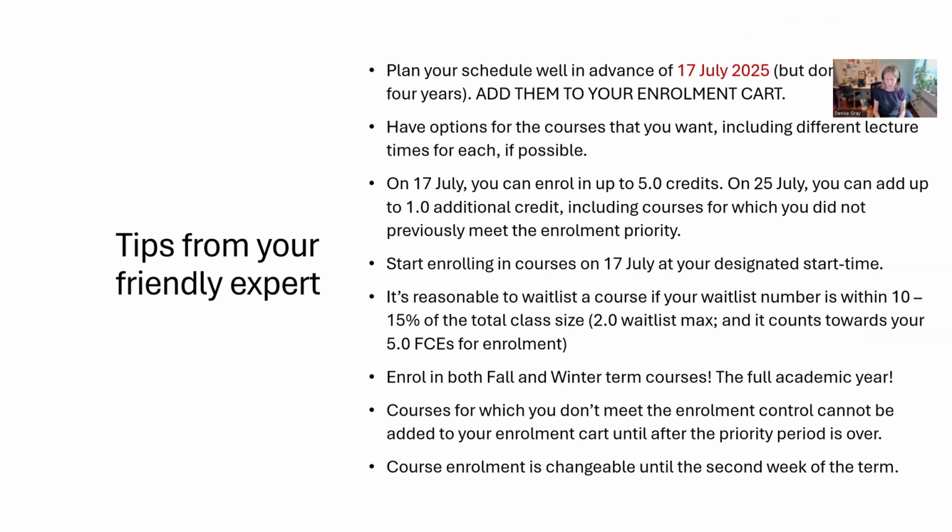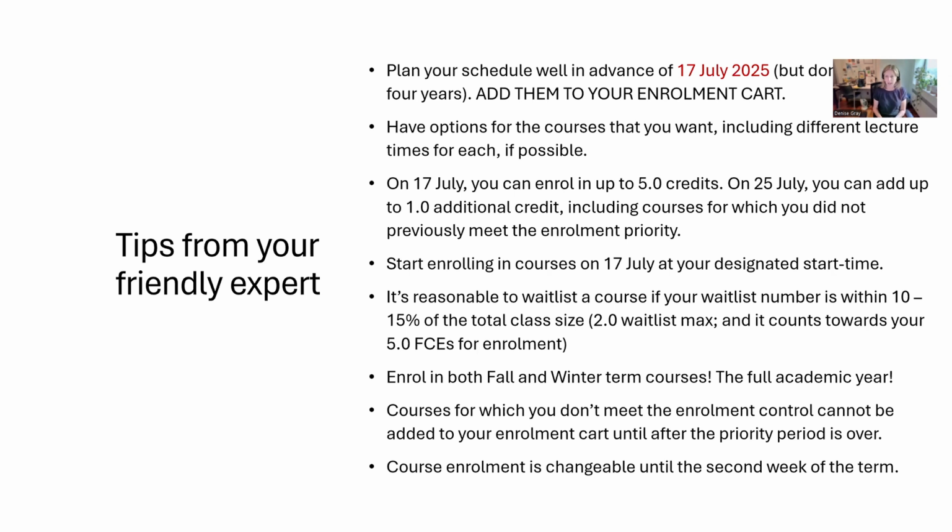Plan for your whole academic year. Don't plan all 4 years, right? Just plan what you're going to take next year. Maybe look ahead to year two, because maybe those year two courses have first year course prerequisites that you'll want to make sure you take in year one. But really, just add to your enrollment cart only the courses you're going to be taking next year.